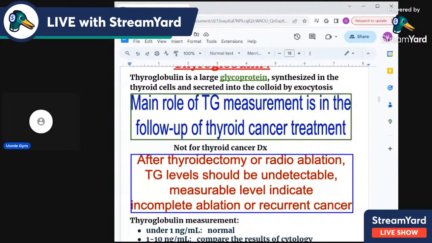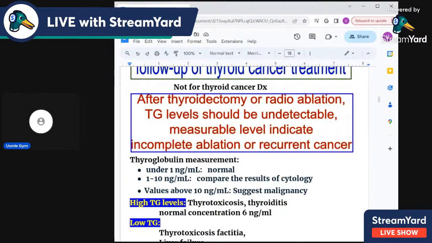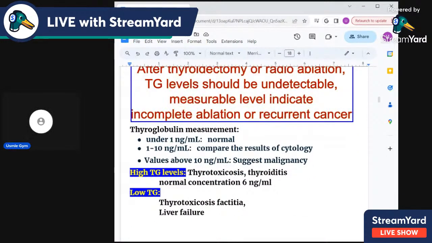It's used to check for the level of thyroglobulin after the thyroidectomy for cancer or radioablation, because the presence of thyroglobulin after thyroidectomy indicates, what does it indicate? It indicates either the removal was incomplete or there is recurrence. Ablation was incomplete. The thyroglobulin is produced by the thyroid, so if there are some tissues left, they keep on producing thyroglobulin. So normally it should not be detectable after thyroidectomy.